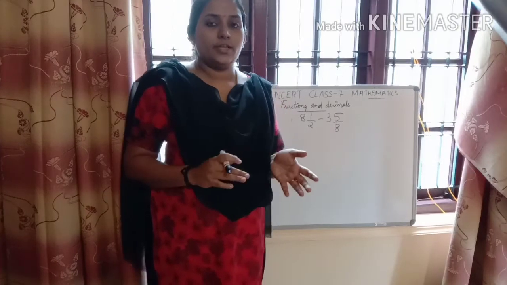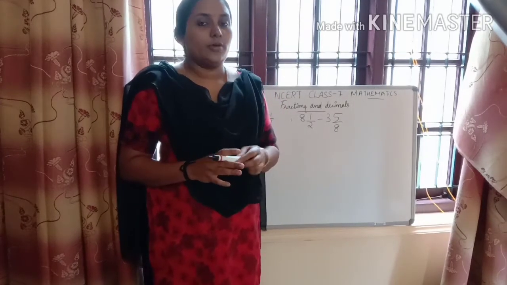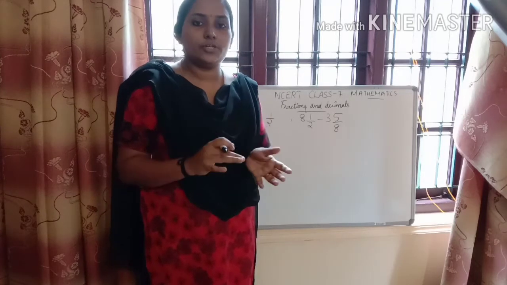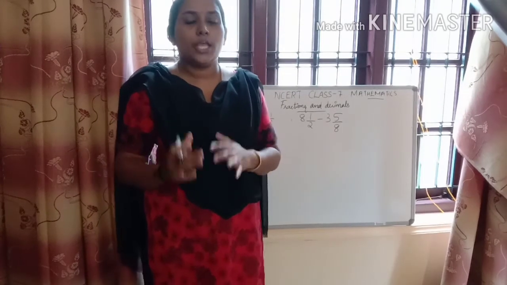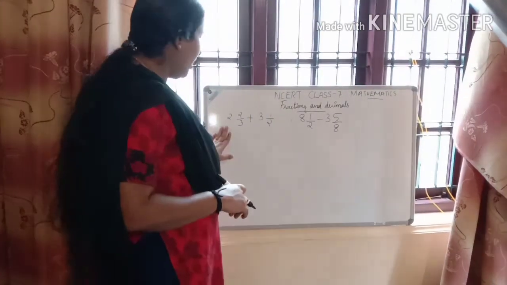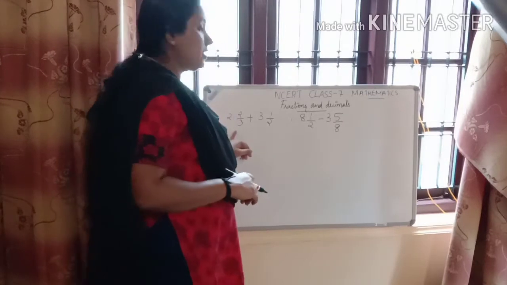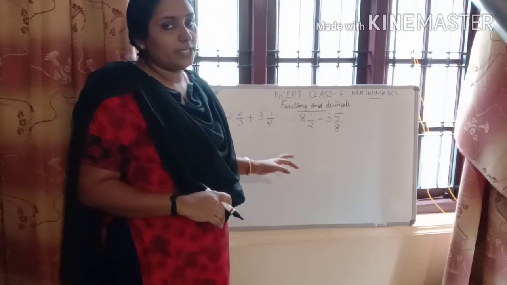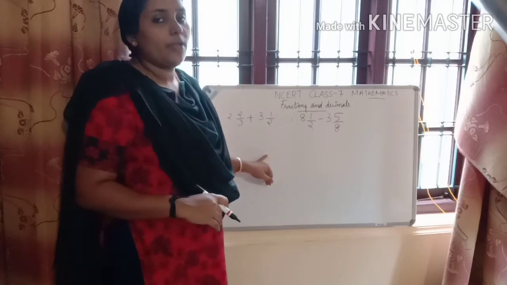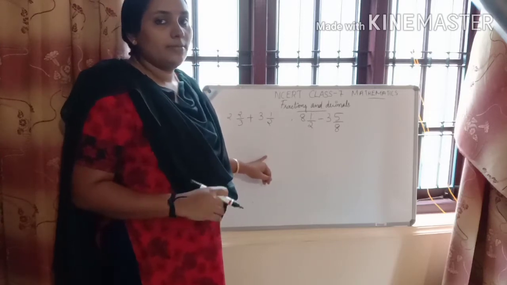In the previous session, we discussed fractions, their types and examples, and the conversion of a mixed fraction into an improper fraction. See some examples. Here is a question for mixed fractions: 2 2/3 plus 3 1/2. How can we solve this question?